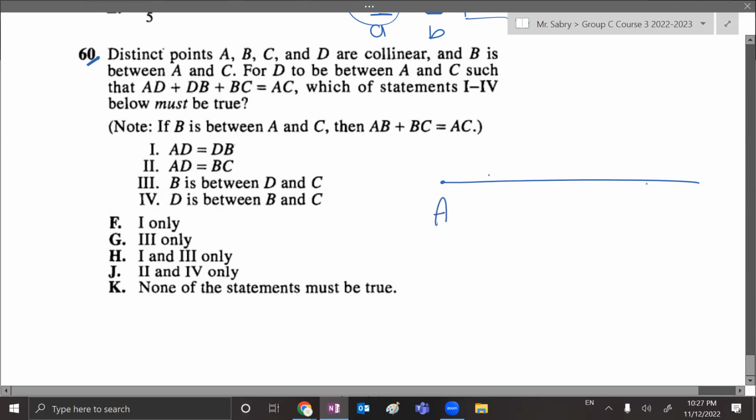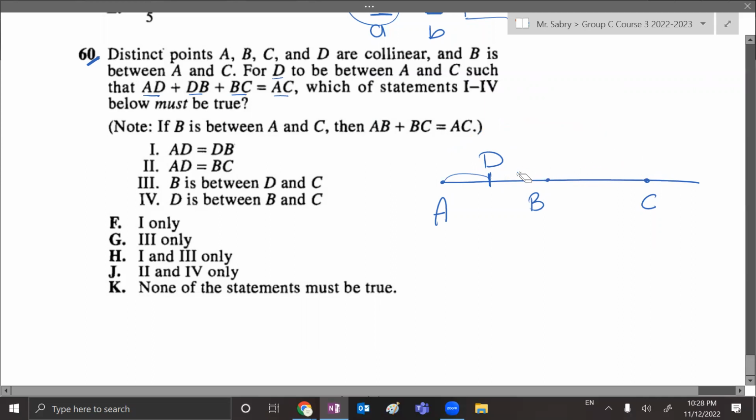So I have apparently A, C, and B is somewhere between them. This doesn't mean that it has to be in the middle. It's just between them. But then they said that AD plus DB plus BC is equal to AC. So if AD plus DB plus BC is equal to AC, it means that D is here. It's somewhere in the middle. That's the only case where AD plus DB plus BC will be equal to AC, the whole thing together.